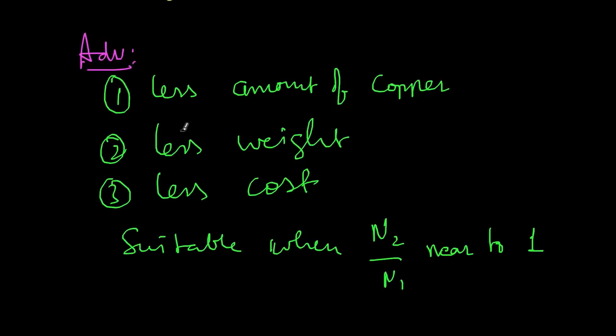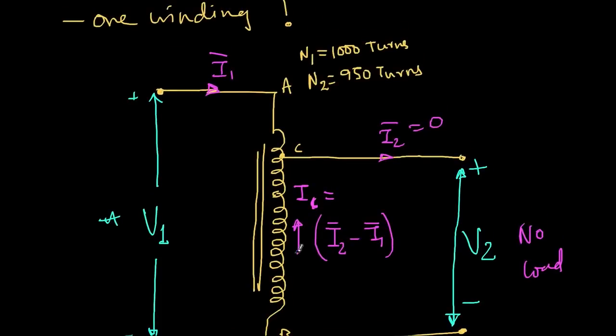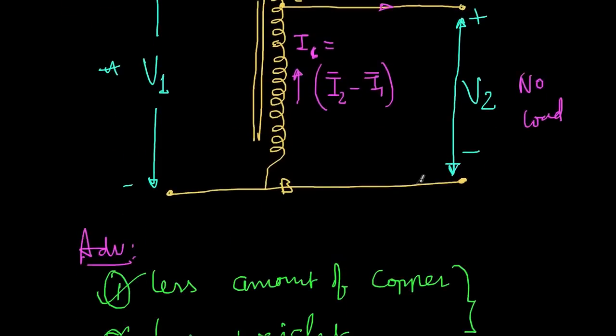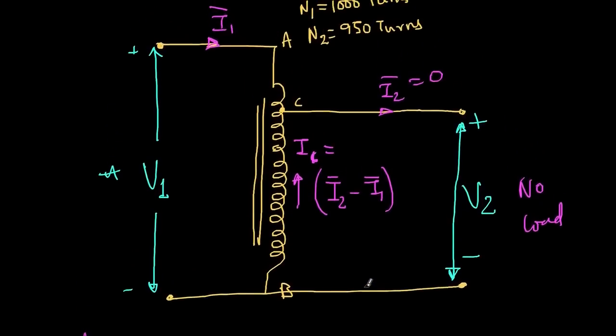Okay, so now I had said less copper, less weight, and less cost. Less cost is obvious. If I show the above two, it is easy to say that it is less cost because the material being used is less. The next part is how does it work, and what is the justification? Why it amounts to less copper, less weight, and so on is what we are going to discuss.